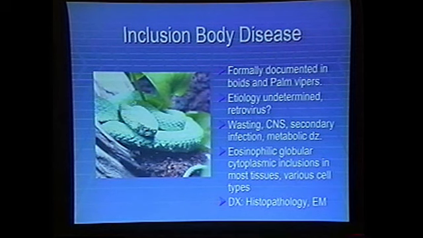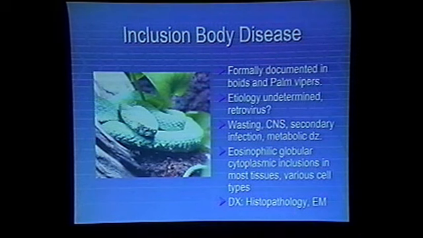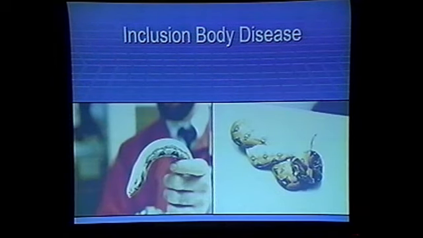Inclusion body disease is commonly seen in the boid snakes. It has been formally documented in boids and palm vipers. The etiology has been undetermined, but it is believed to be a viral infection. Retrovirus reverse transcriptase has been found in supernatants from snakes with boid inclusion body disease. The condition causes wasting, central nervous system signs, secondary infections, and metabolic derangements. It's manifested by eosinophilic globular cytoplasmic inclusions in most tissues of various cell types. Diagnosis is by histopathology and electron microscopy.